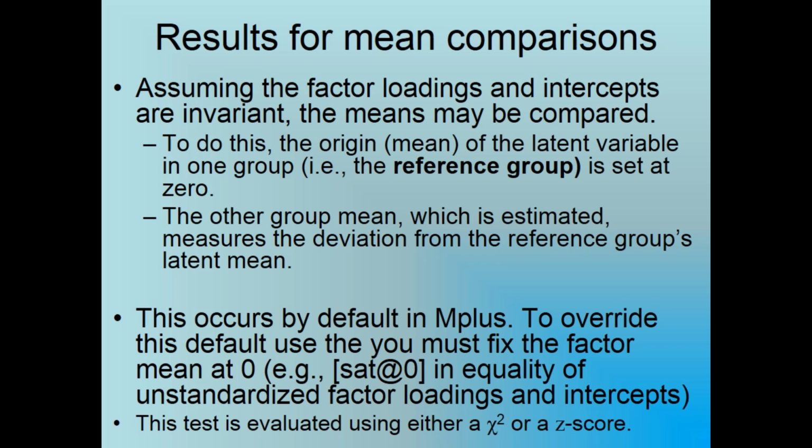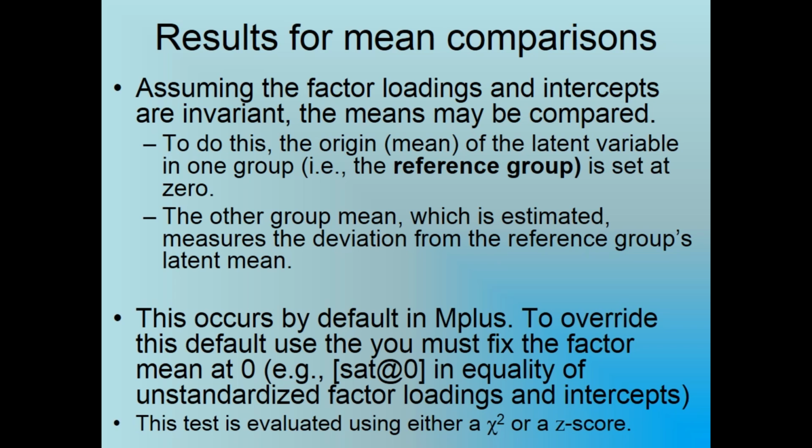You can then either look at the change in chi-square or the z-score to test whether there's a difference between the groups. It's a lot easier to look at the z-score as I'll show you in a few minutes. But what you could do is look at the change in chi-square when they're fixed at 0 and when they're not fixed at 0. If that change in chi-square is significant, you have a mean difference.